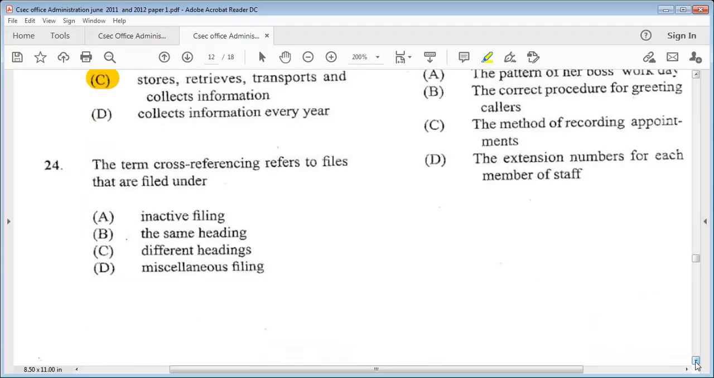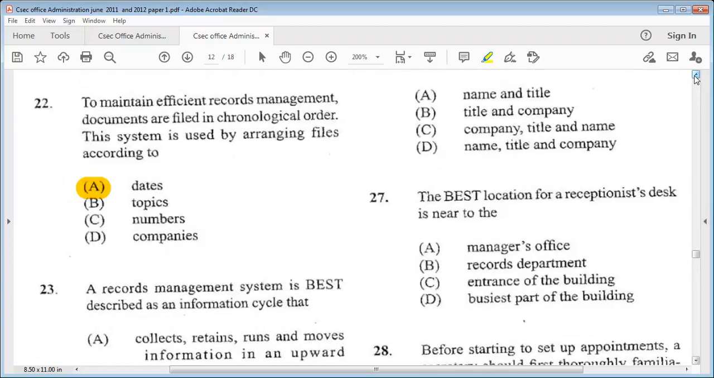Let's move on to 24. The term cross-referencing refers to files that are filed under A, inactive filing, B, the same heading, C, different headings, or D, miscellaneous filing. Our answer is C, different headings. Let's move on to question 25.